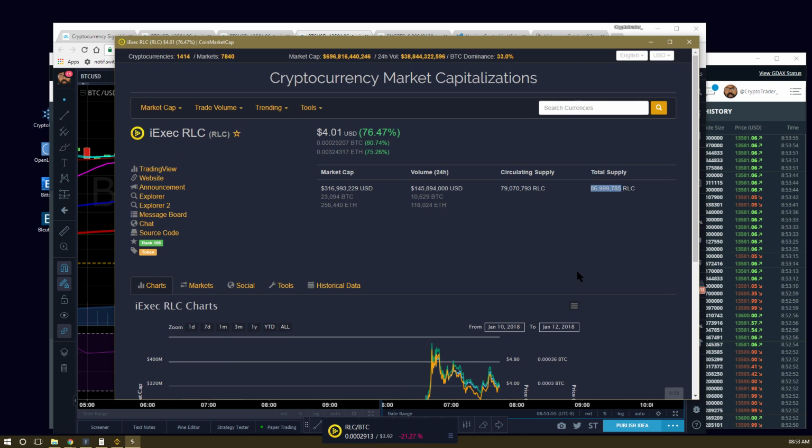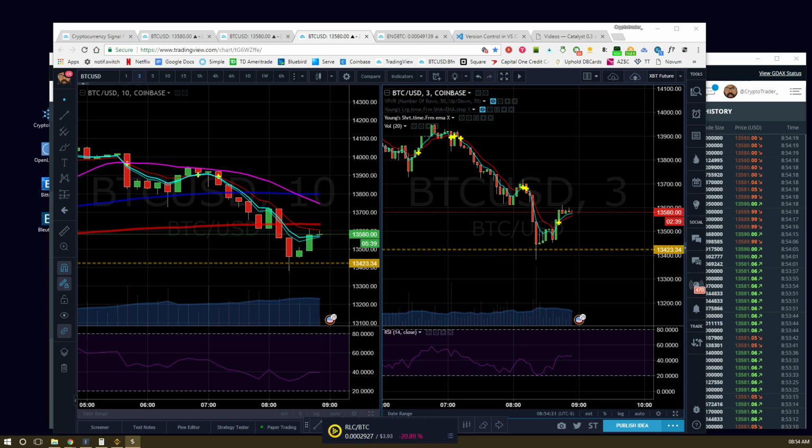The price of this is probably going, depending on how many billions of dollars. If $2 billion enter this, 1, 2, 3, 6 times your money right here. All right, 6 times your money. If you want 6 times your money, buy this right here, RLC. Six times your money with RLC, monkeys.